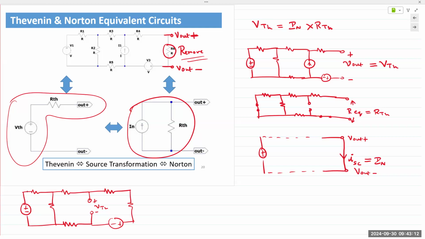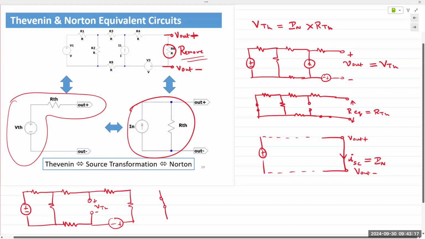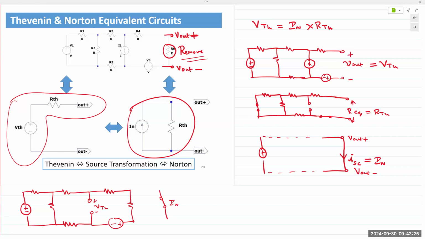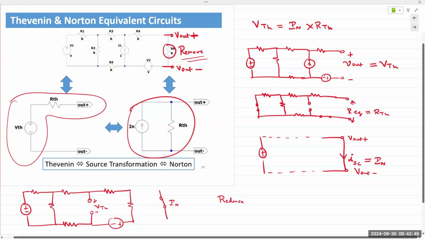For the current, it's the same thing. If this is VOC, all we do for current is place a short between the two terminals and measure that current. In the lab, again, you don't have to make any changes, because a multimeter itself will provide the short circuit. You keep the multimeter connected and switch the mode from voltage to current. Thevenin resistance is exactly the same thing, but for Thevenin resistance, you have to reduce all independent sources to 0.